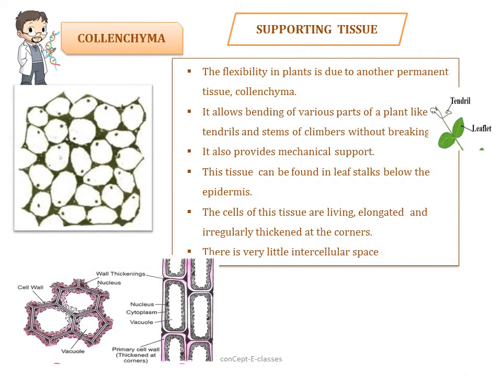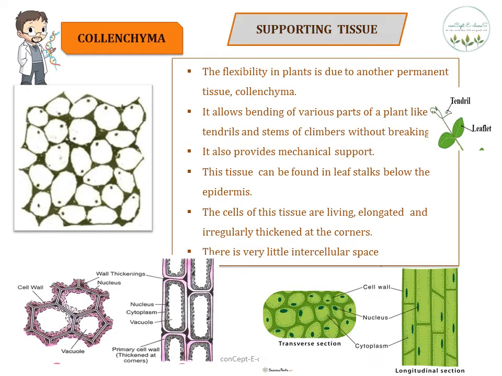Now the next simple permanent tissue that we are going to study is collenchyma. This is also a supporting tissue. Now what is the function of this collenchyma? It provides flexibility in plants. The flexibility in plants is due to this permanent tissue, which is called collenchyma. It allows bending of various parts of plants like tendrils, stems or climbers. It also provides mechanical support. So this is a living mechanical tissue.